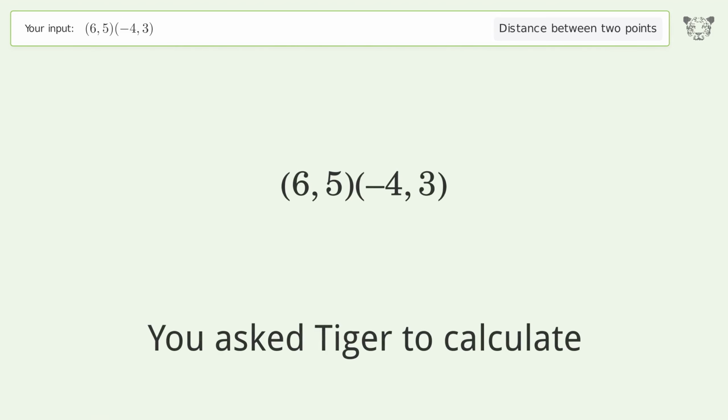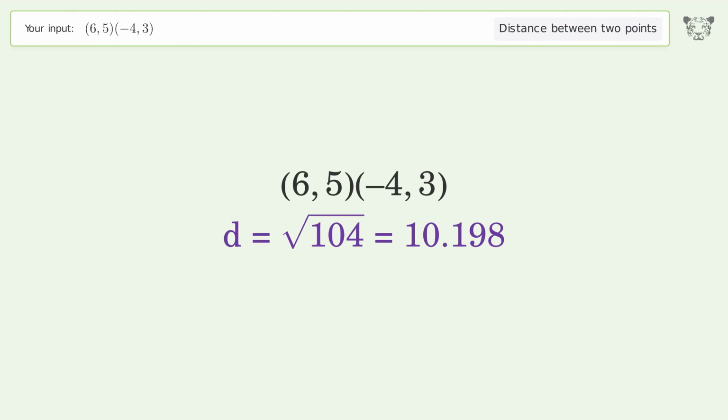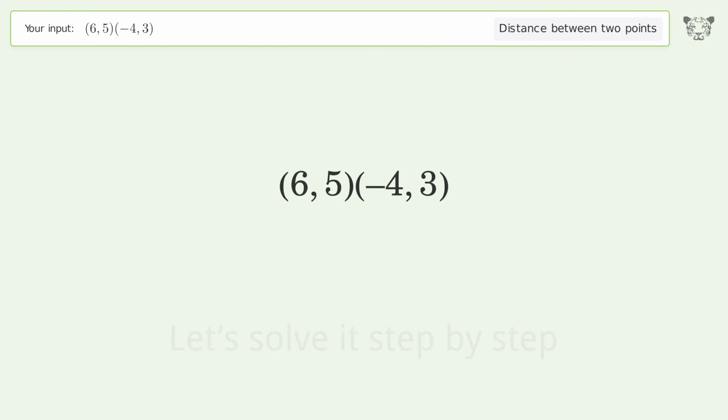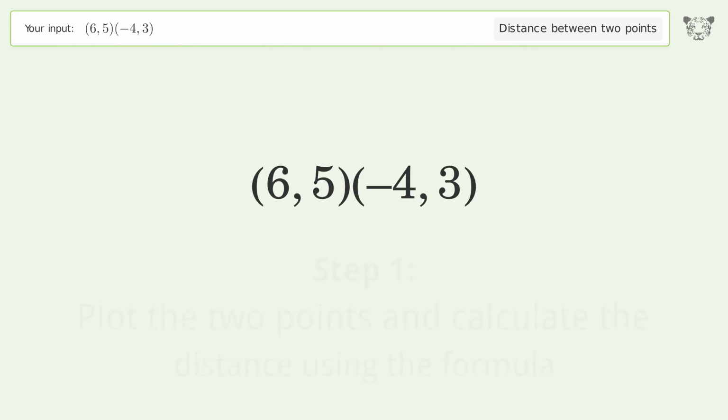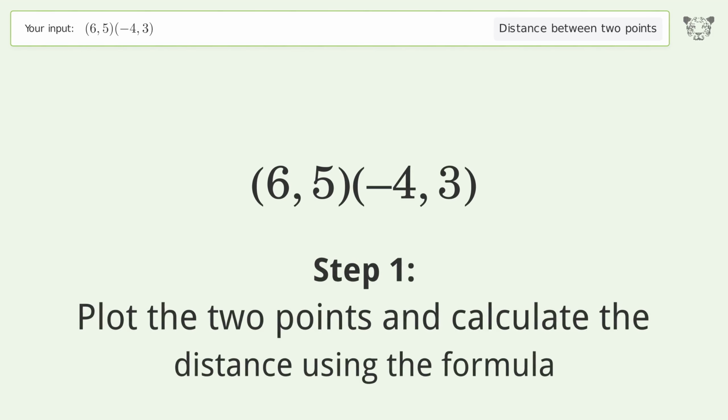You ask Tiger to calculate. This deals with the distance between 2 points. The distance between the 2 points is the square root of 104, or 10.198. Let's solve it step by step. Plot the 2 points and calculate the distance using the formula.